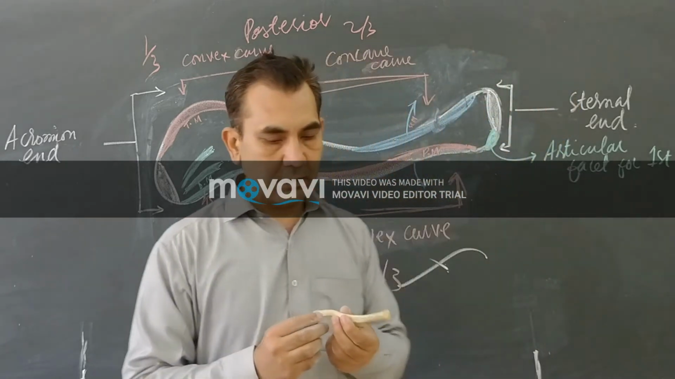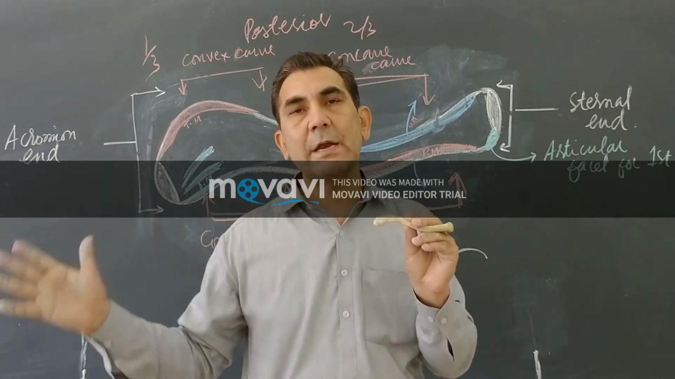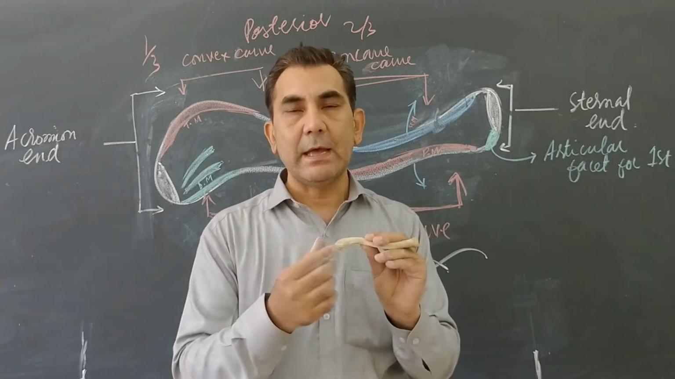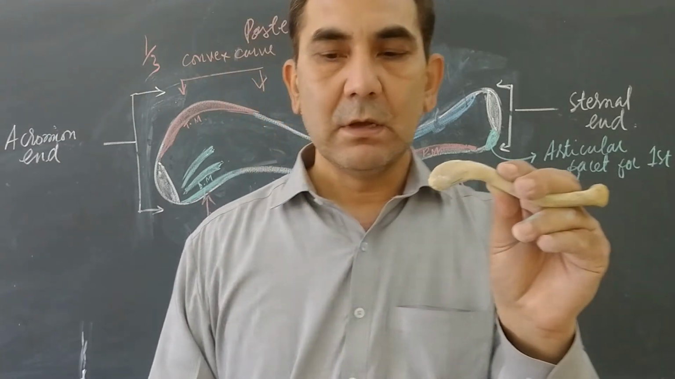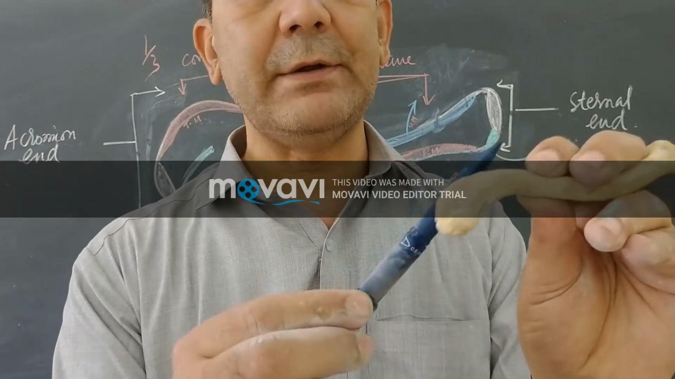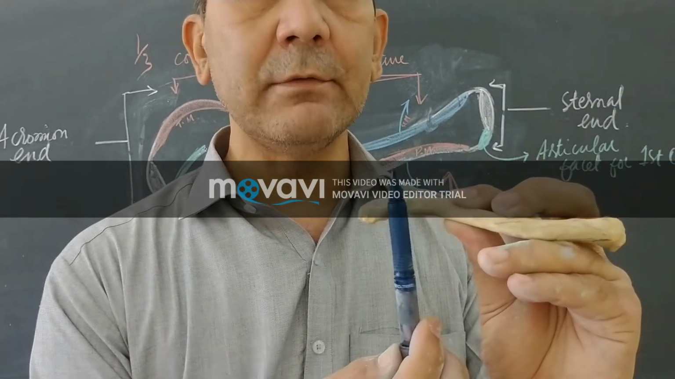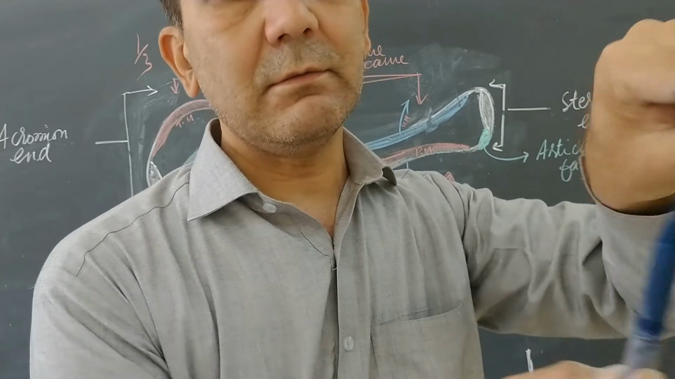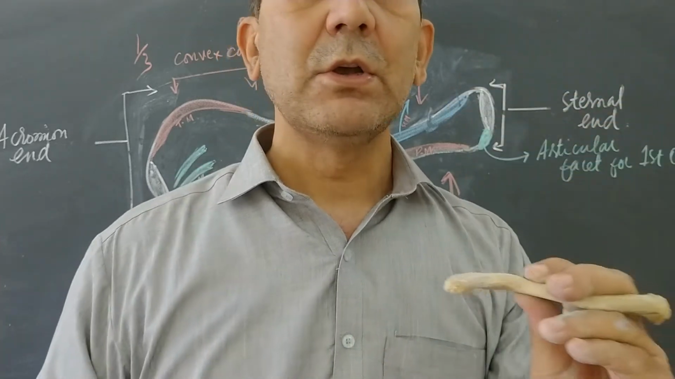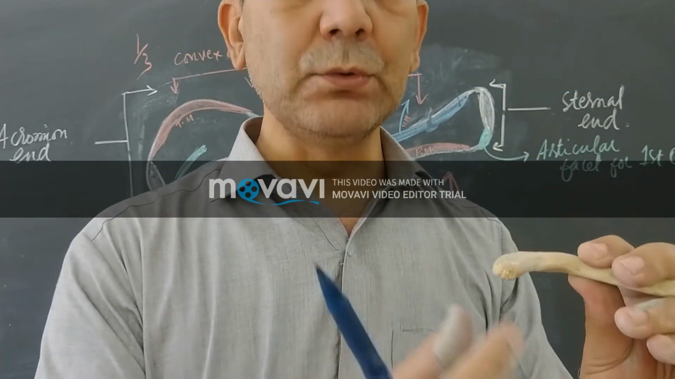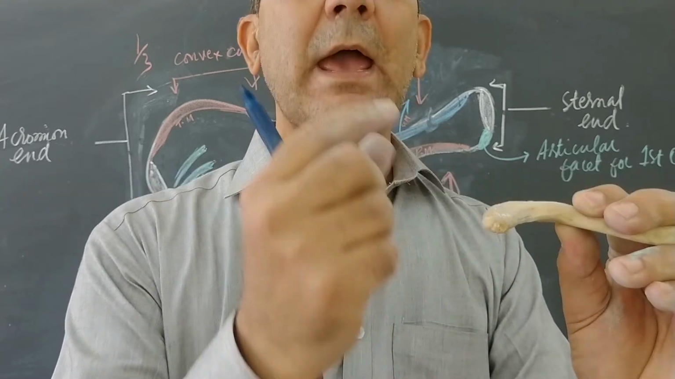So if you take the lateral one-third of the clavicle, which is flattened in shape and more curved, this flattened shape is called the acromion end. This is the acromion portion. The acromion portion is concave from the anterior and convex from the posterior. So the acromion end of the clavicle bone has two borders and two surfaces.